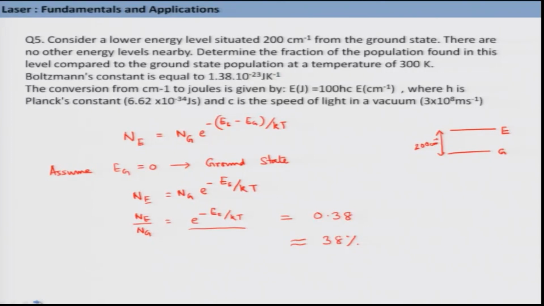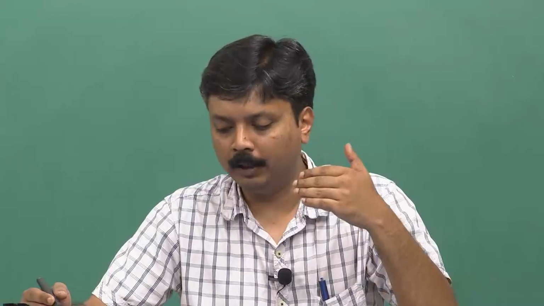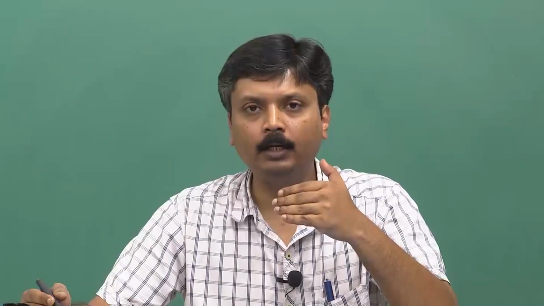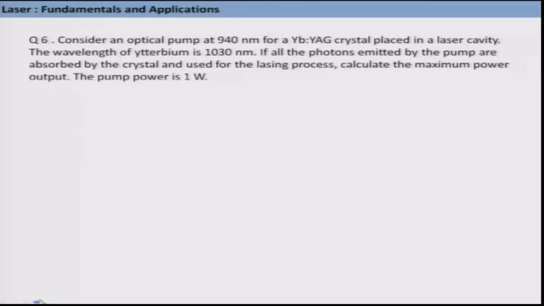So, this problem can also be given with another level and given the lifetime of the respective states, and you should be able to find out what will be the fraction of population in one of these states. Okay. So, for example, like a 3-level system. Okay. So, let us look at the next question.